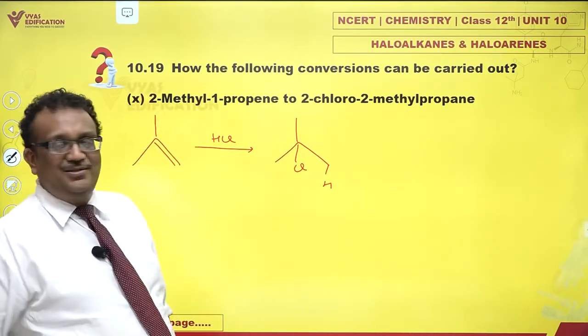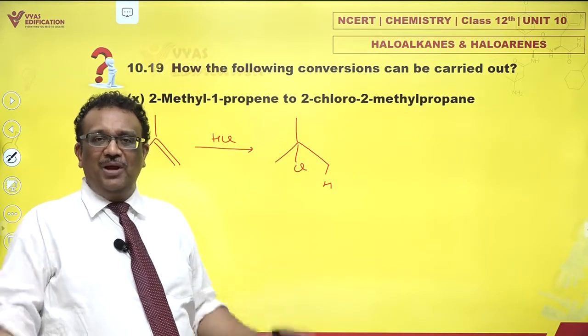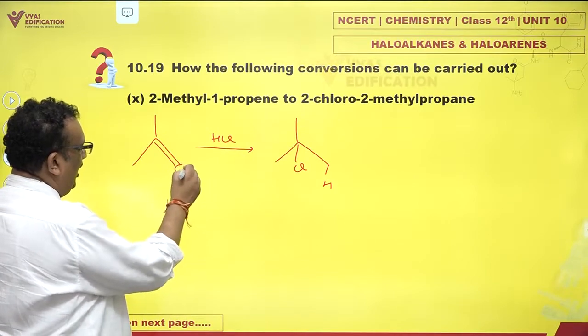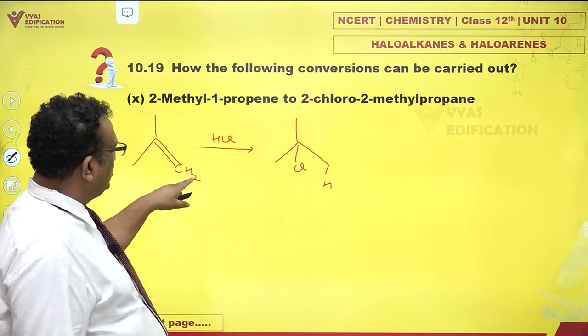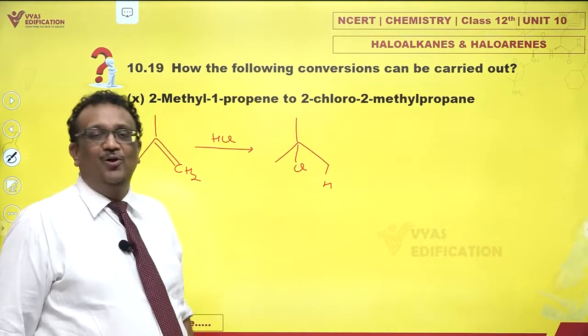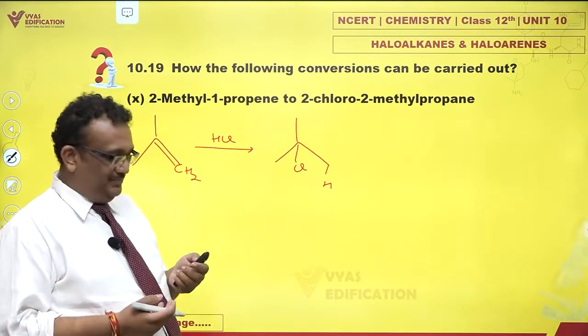You add HCl, you get this simple, most branched. The hydrogen atom gets attached preferably to the carbon which already has more number of hydrogens. This has 2, this has 0. H goes here, Cl goes here. It is simple Markovnikov's addition. That's all. Add HCl.